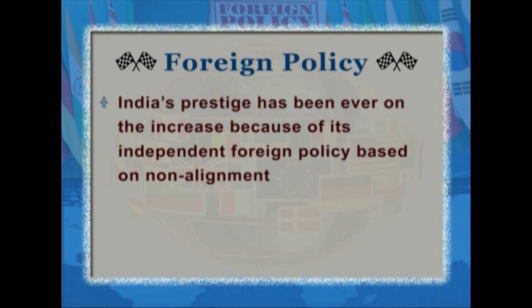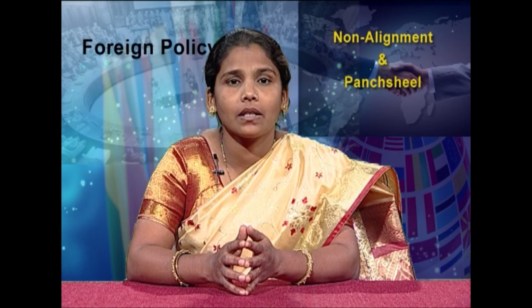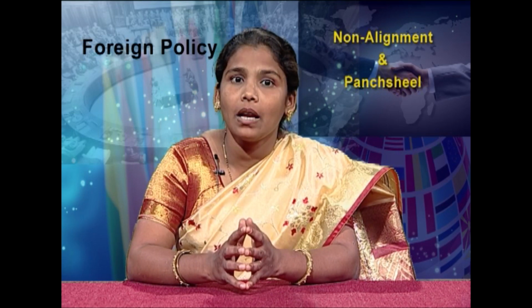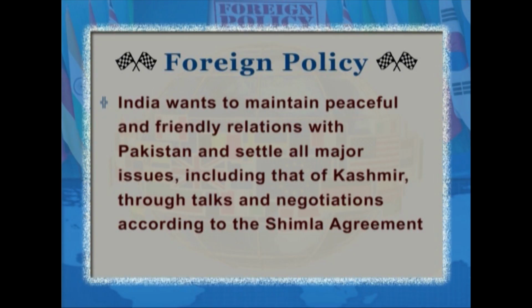India's prestige has been ever on the increase because of its independent foreign policy based on non-alignment. India believes in settlement of all the issues by peaceful means across the table and through talks and negotiations. India wants to maintain peaceful and friendly relations with Pakistan and settle all major issues, including that of Jammu Kashmir, through talks and negotiations according to the Simla Agreement.